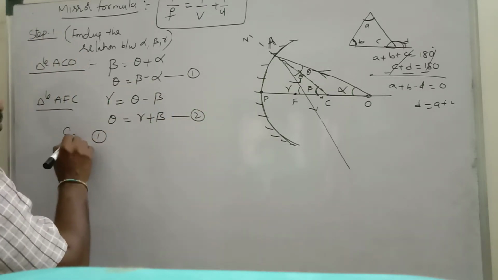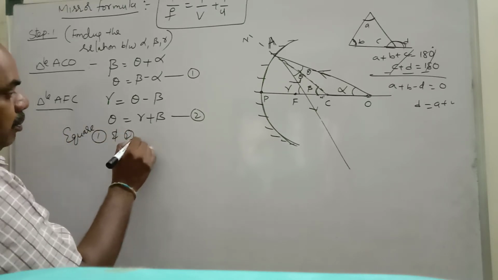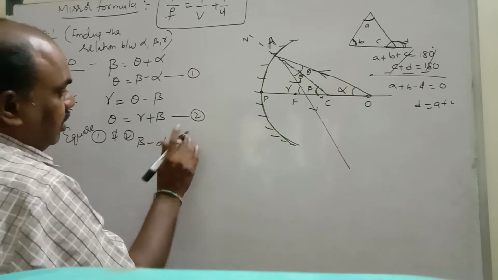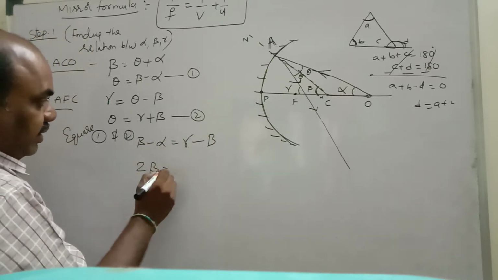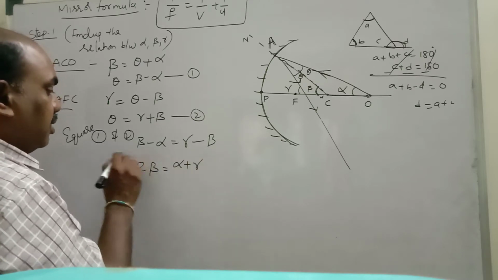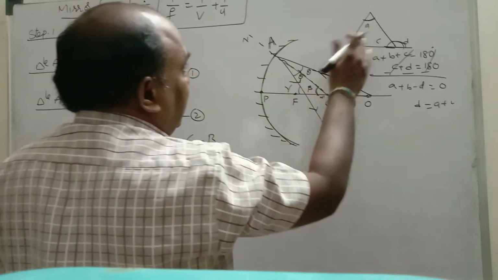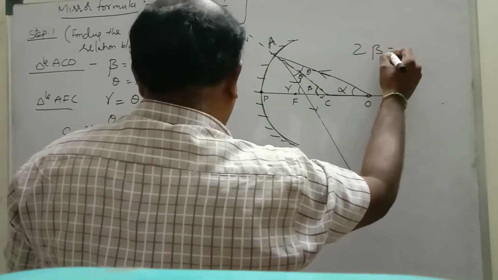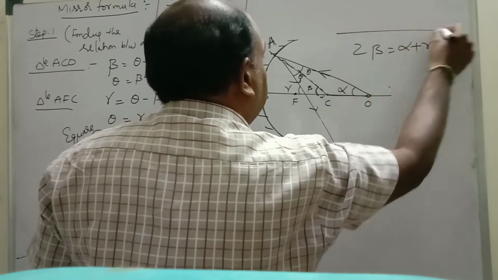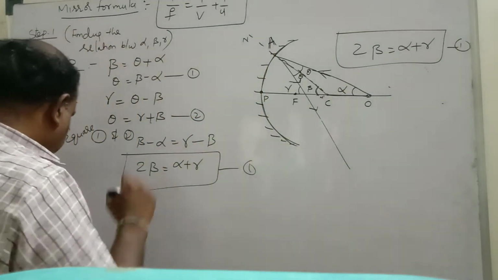Equate 1 and 2. What will happen? Beta minus alpha is equal to gamma minus beta. Minus beta comes to this side: 2 beta is equal to alpha plus gamma. This is the relation between alpha, beta and gamma. Keep it aside. I will write this relation here: 2 beta is equal to alpha plus gamma. Let this be equation number 1.